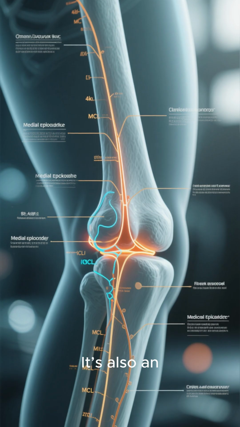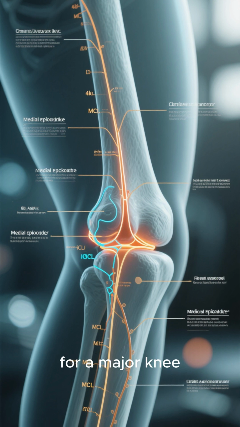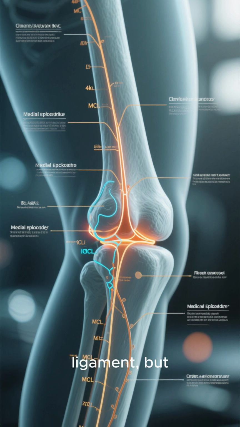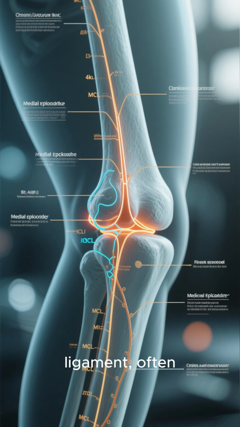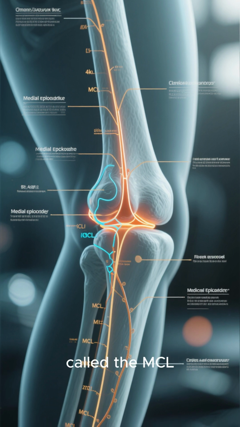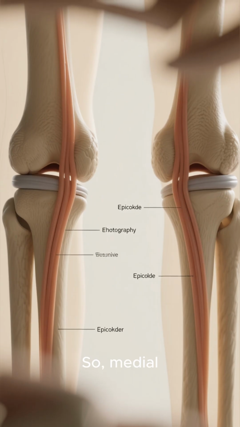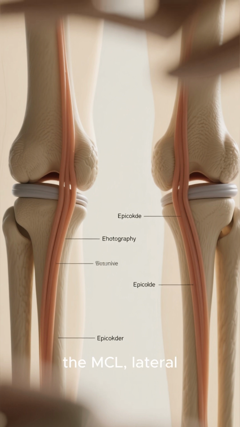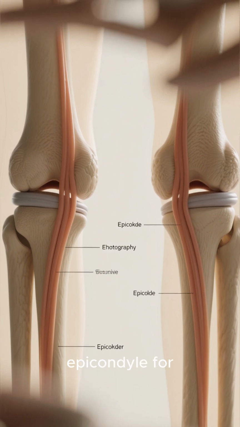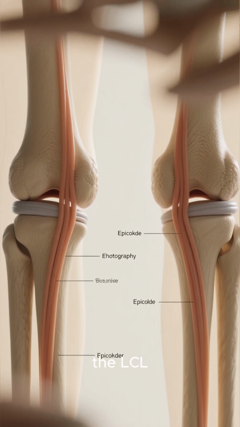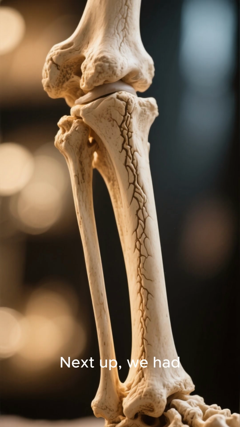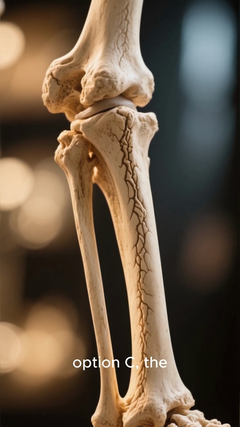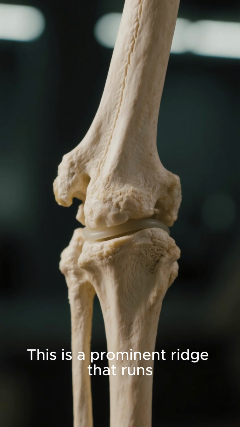It's also an attachment point for a major knee ligament, but it's for the tibial or medial collateral ligament, often called the MCL. So, medial epicondyle for the MCL, lateral epicondyle for the LCL. It's a key distinction.